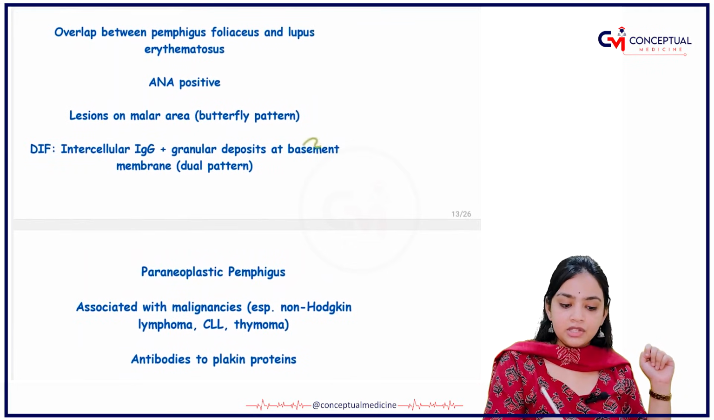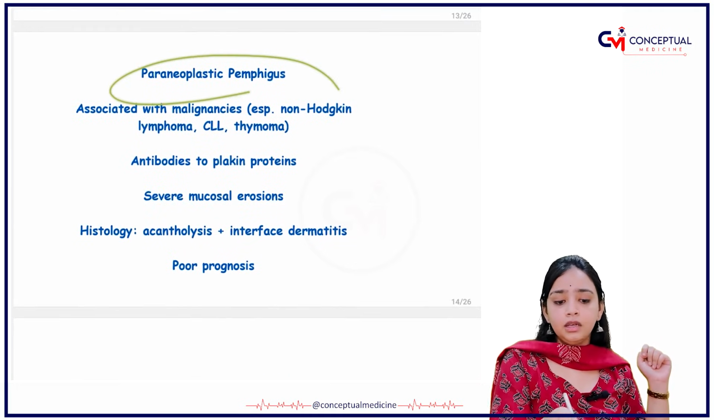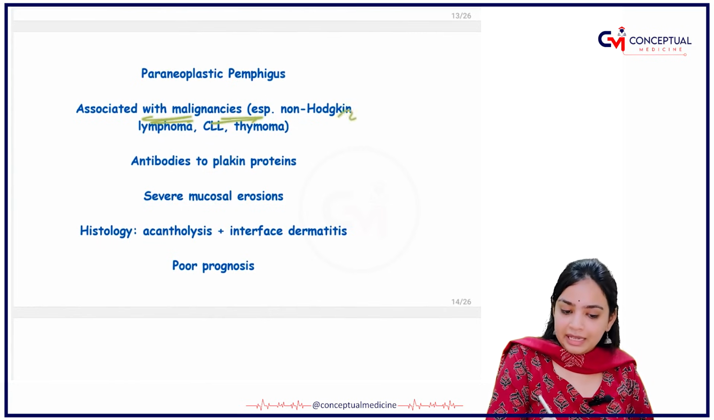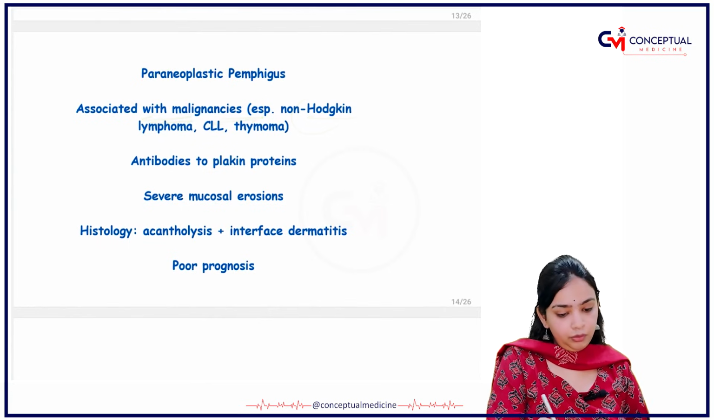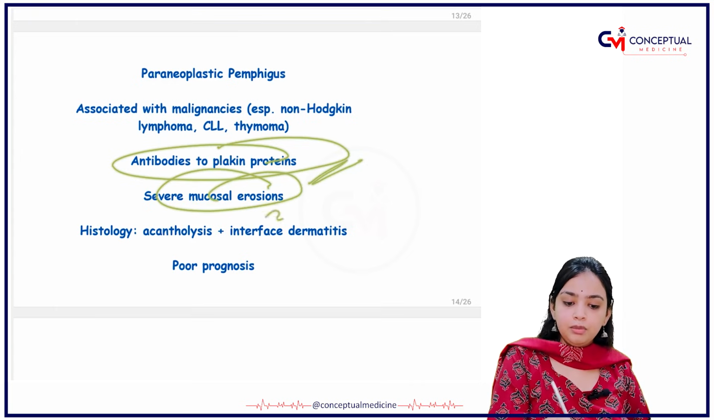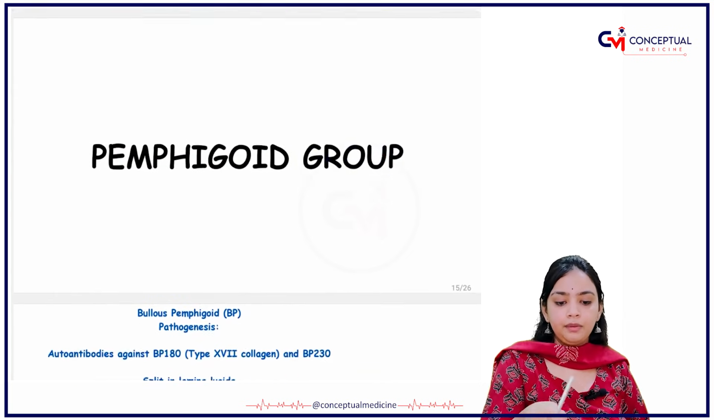In the paraneoplastic pemphigus, it is mainly associated with malignancies like Hodgkin lymphoma. Autoantibodies are also there, and severe mucosal erosions will be there.